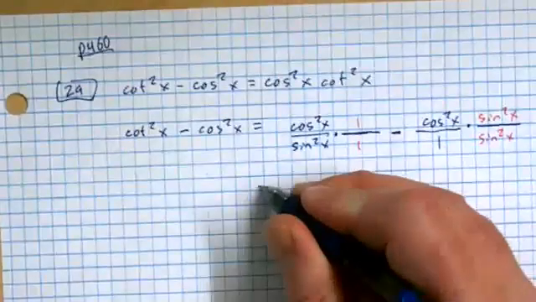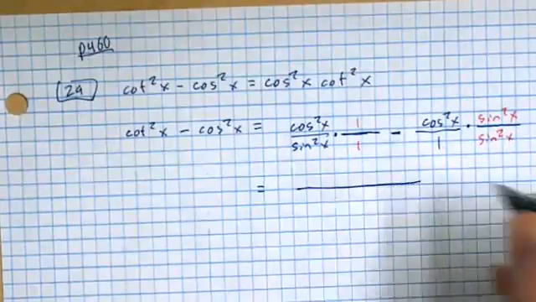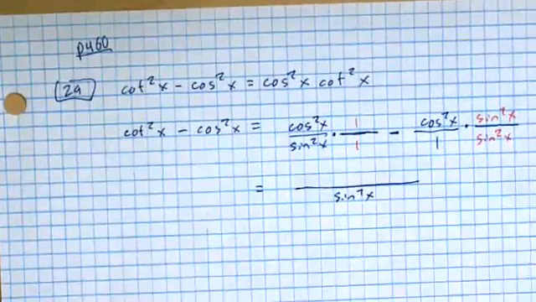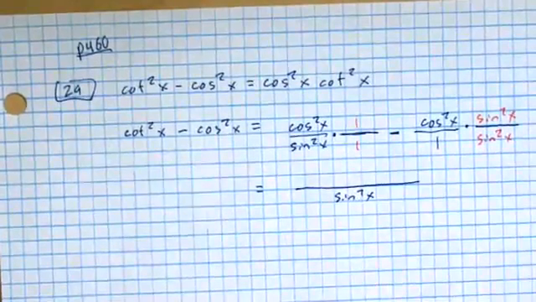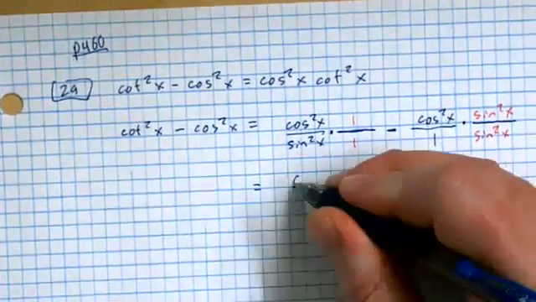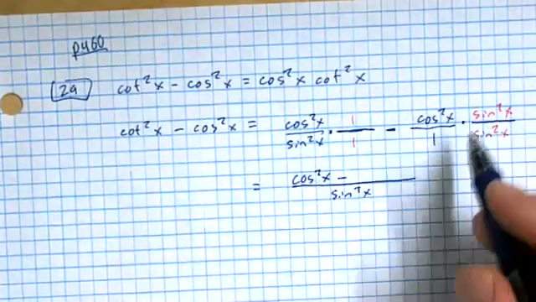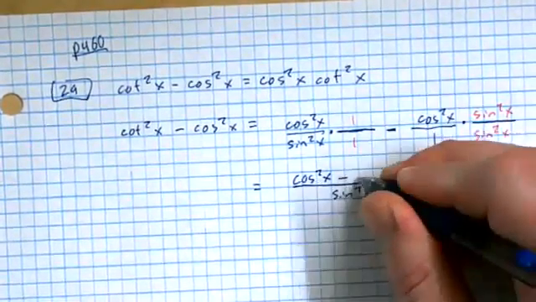So now everything should come together into one big old fraction that's just got sine squared x in the bottom. I don't know if this is going to work or not. And then this would be minus. Then I've got cosine squared x, sine squared x.